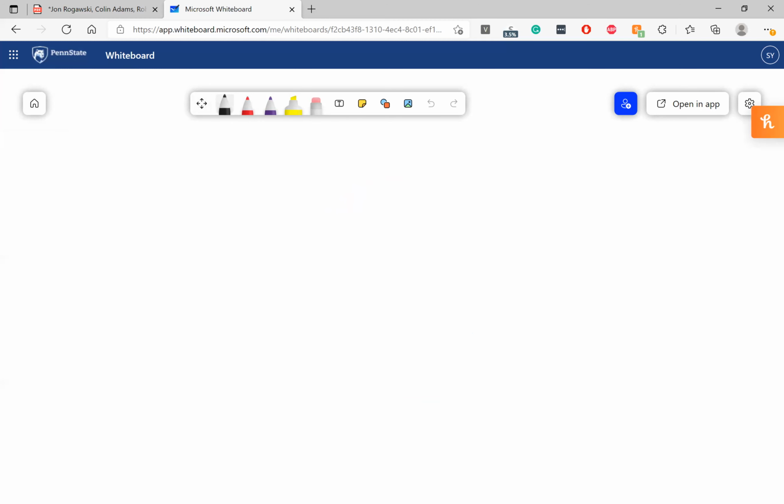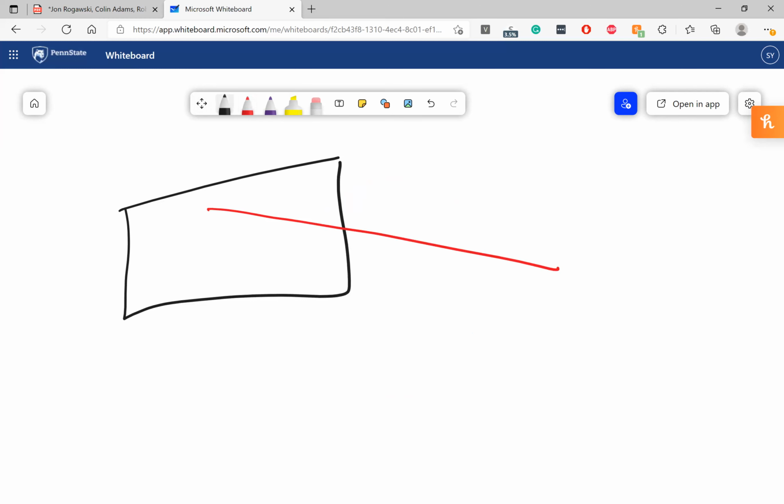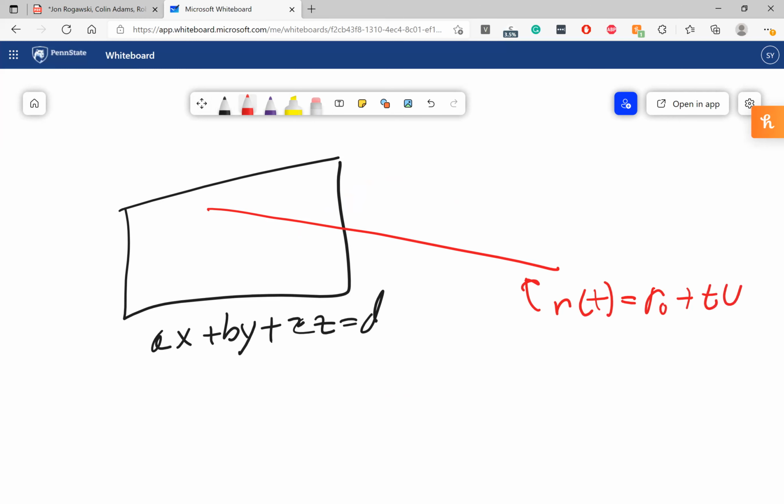Okay. So here's my plane. Here's my line. The equation of the plane is ax plus by plus cz is equal to d, and the equation of the line is r(t) is equal to r0 plus tv. And we want to know, where does this plane and this line intersect? Can anyone give me some technique for how to figure out where this plane and this line will intersect?